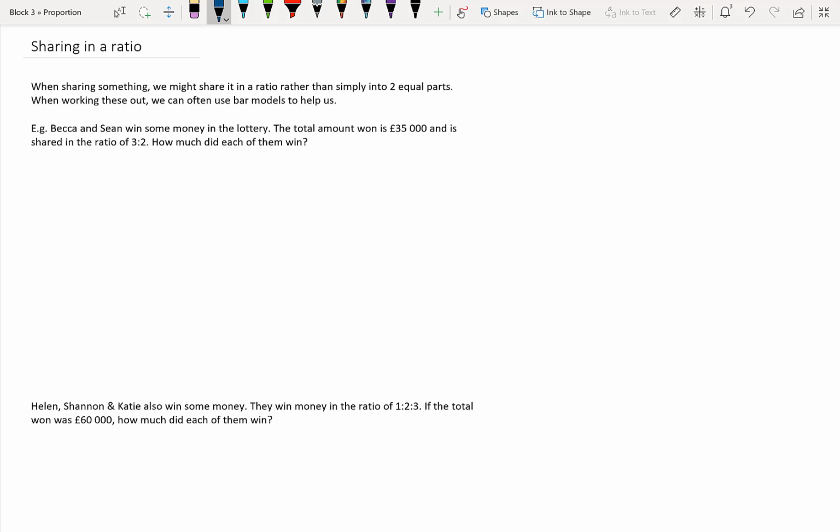And in order to work it out, it can sometimes be beneficial to think about it and use a bar model just to help us try and work out what's going on. So in our first example, we've got Becca and Sean, and they've won some money in the lottery. If the total amount they won was £35,000 and it's shared in the ratio of 3 to 2, how much did they each win? So first thing we need to decide is, well, it's shared in the ratio of 3 to 2, but who gets the 3 parts and who gets the 2 parts? So unless it explicitly tells us, it comes in the same order that the people did.